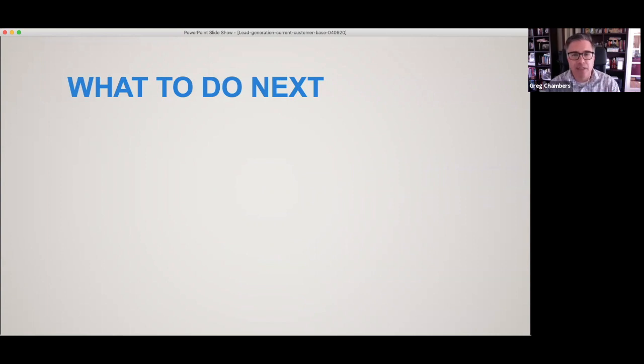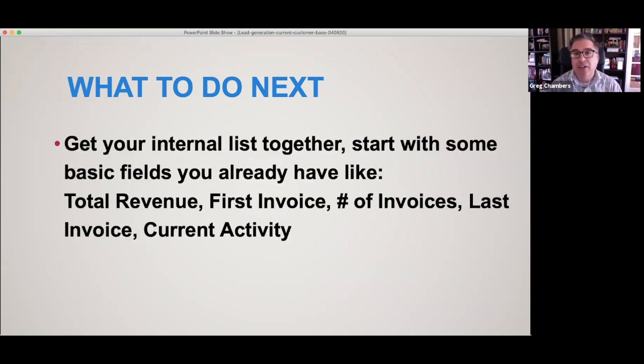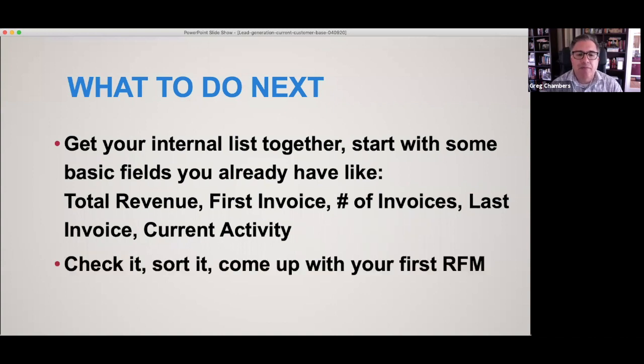The big question whenever I start any of these things is, Greg, if I'm attending this, what is it that you want me to do next? What I would suggest is get your internal list together. It's the easiest thing to do because you can do it internally. You don't need any external help, but you need to start with basic fields that you should already have: total revenue, your first invoice, the number of total invoices, your last invoice, current activity. And from that, you can start to build a little scoring system internally for projects like finding new customers. And then check it.